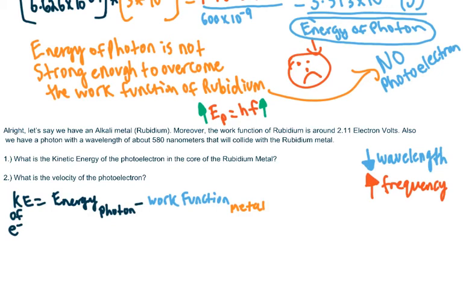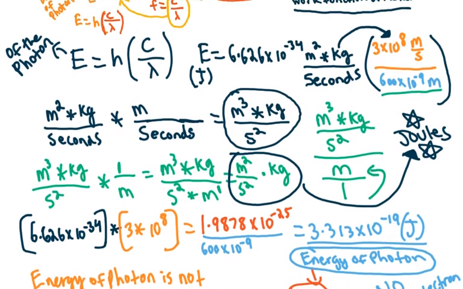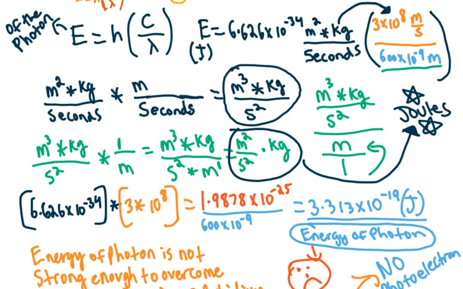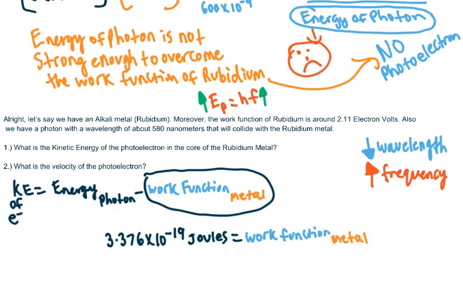First let's calculate the work function. Actually, we don't have to calculate it. We can just look at what the work function was in the previous problem, because we already calculated it, so we can save time there. So right here is the work function, 3.376 times 10 to the negative 19th joules. This is our work function of the metal, our rubidium alkali metal.